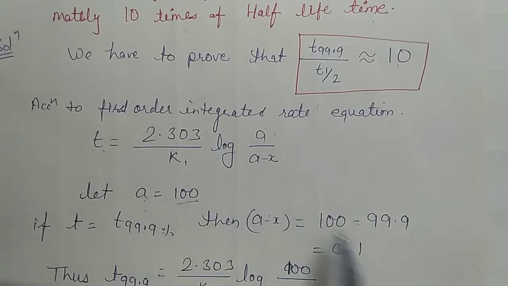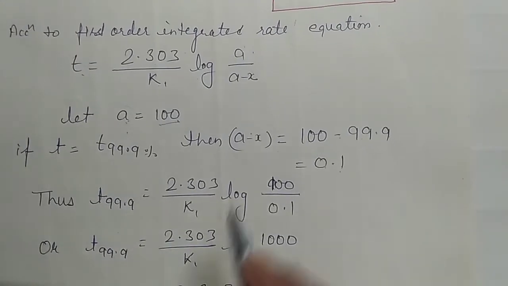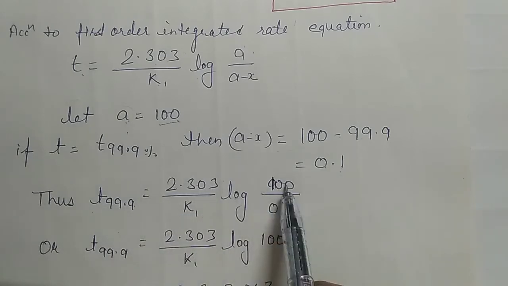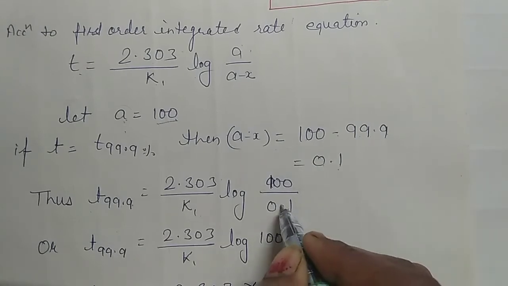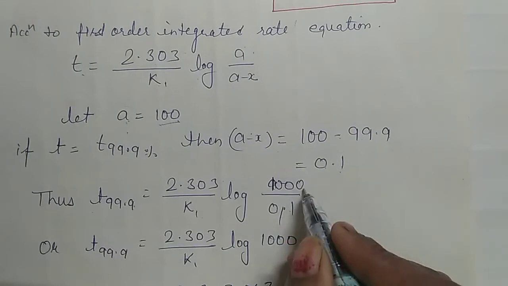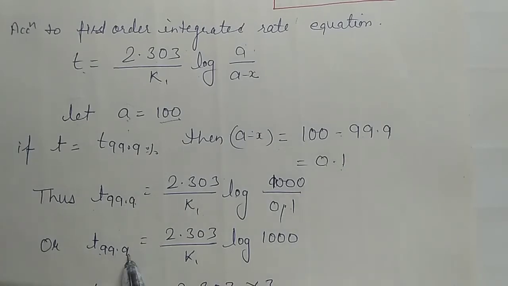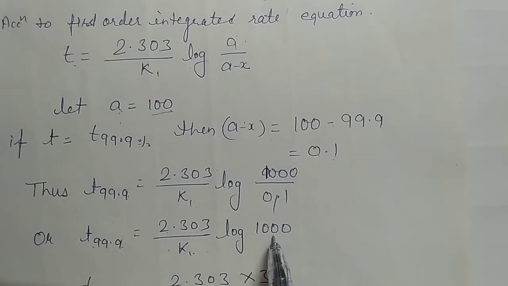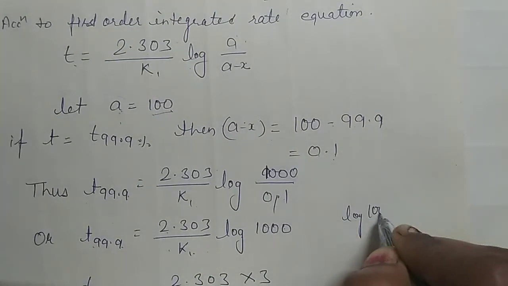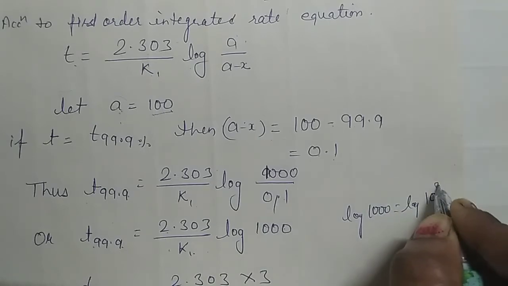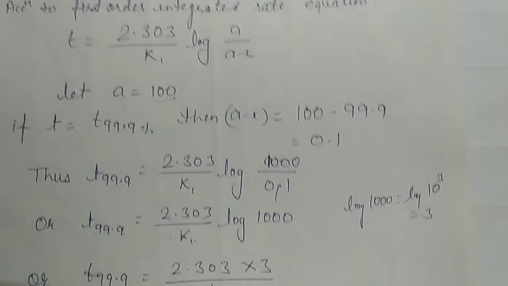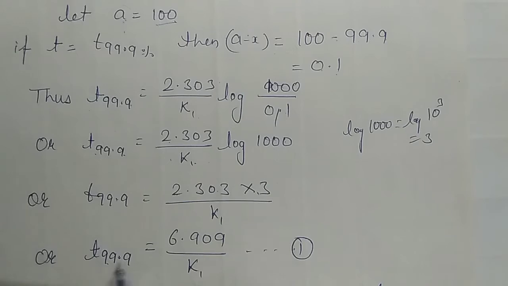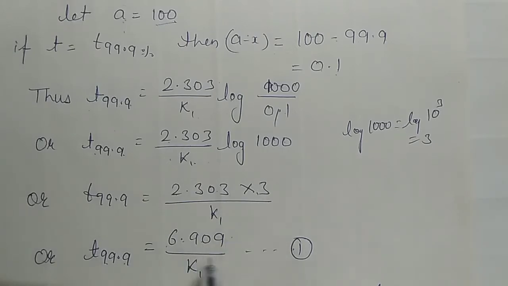So A is 100 and A minus X is 0.1. We can put the values. T99.9 is equal to 2.303 upon K1 log 100 upon 0.1, or this is cancelled by increasing the 1 by 0. So T99.9 is equal to 2.303 upon K1 log 1000. Log 1000 means log 10 to the power 3, then the value will be 3. So it is multiplied by 3: 2.303 into 3 upon K1. So the answer will be T99.9 is equal to 6.909 upon K1.